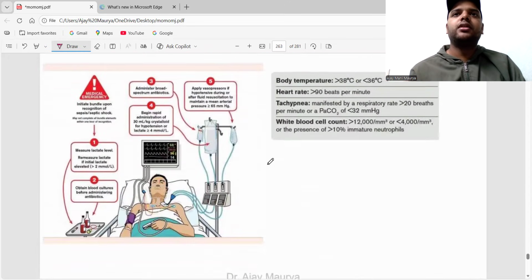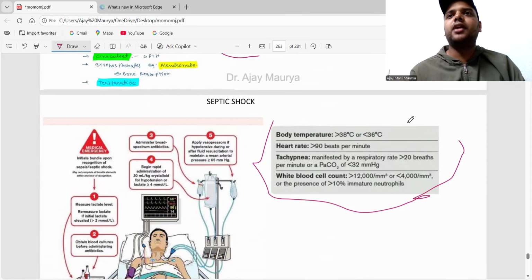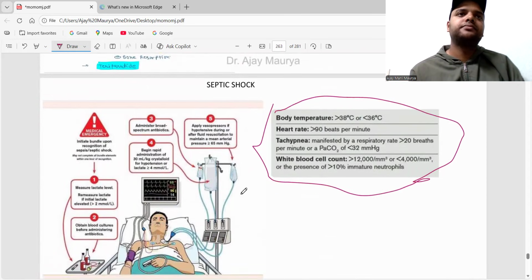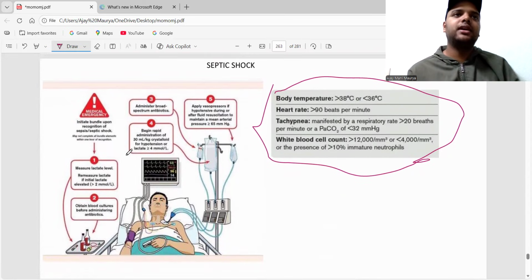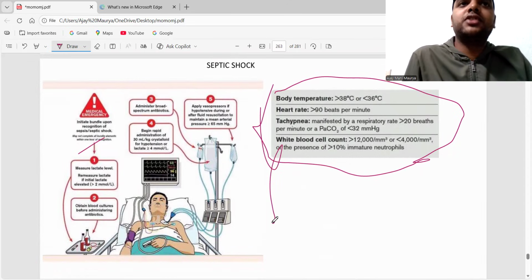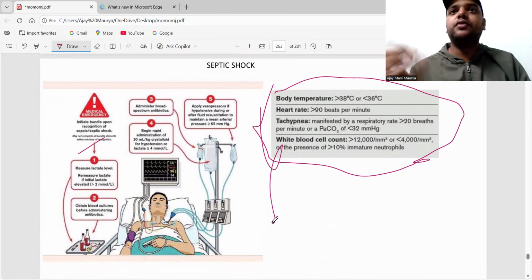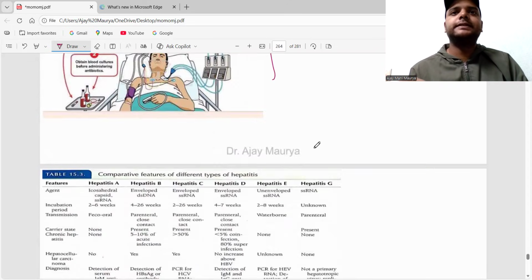Okay, this is septic shock. You have to remember this is the criteria for the diagnosis, and for the management, these are the steps: 1, 2, 3, 4, 5 steps here. Just remember how much crystalloid you have to give. There is one question in the exam: that is 30 ml per kg. So done.